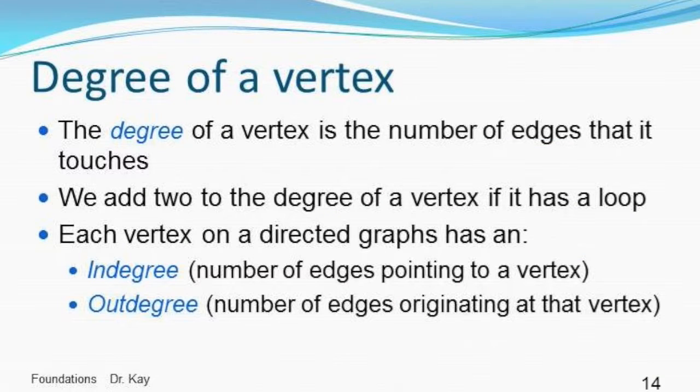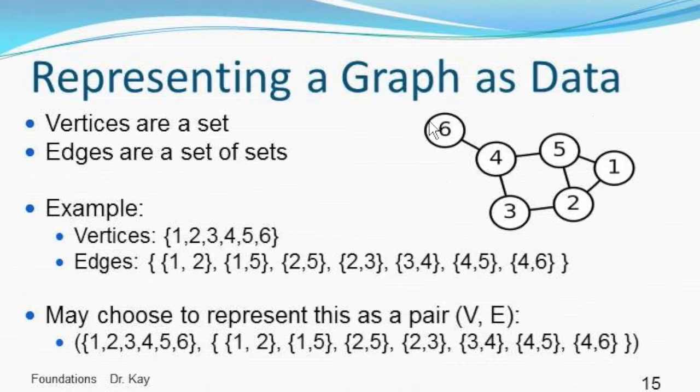We talk about the degree of a vertex, which is just the number of edges that it touches. And if a vertex has a loop, we will add 2 to the degree. So if there's a vertex that goes, say, from node A to node A, then we'll say it has a degree of 2. When we talk about vertices on directed graphs, then we talk about their in degree and out degree, right? How many edges point to the vertex, how many edges point away from that vertex.